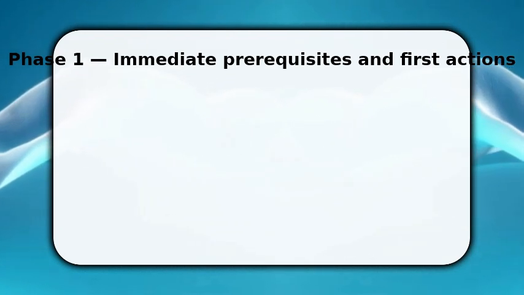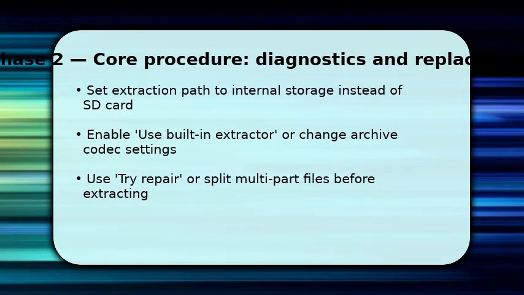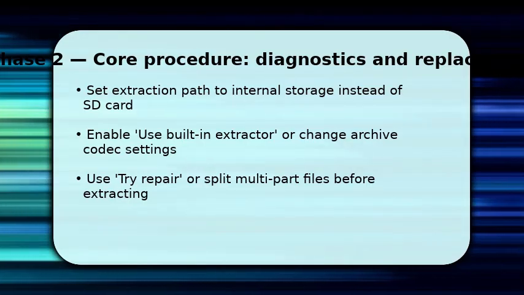Now, adjust ZArchiver settings to avoid common pitfalls. Change the extraction path to internal storage. SD cards often drop permissions or use incompatible file systems.